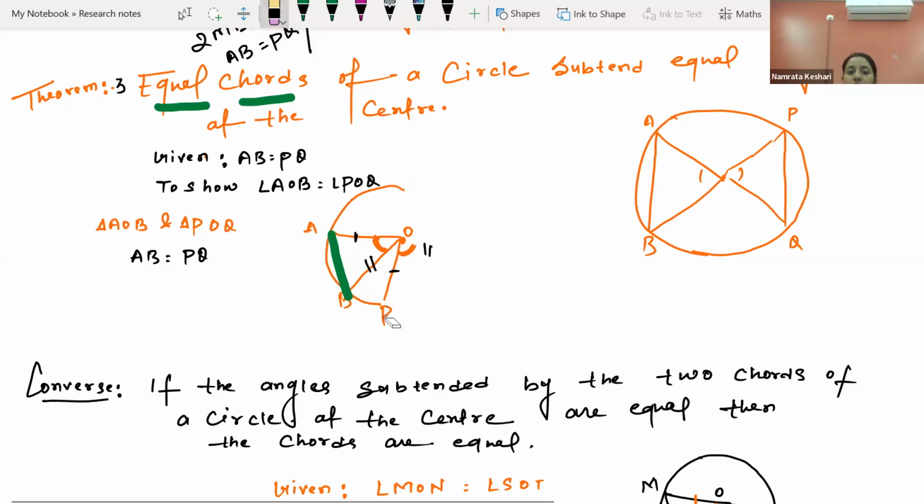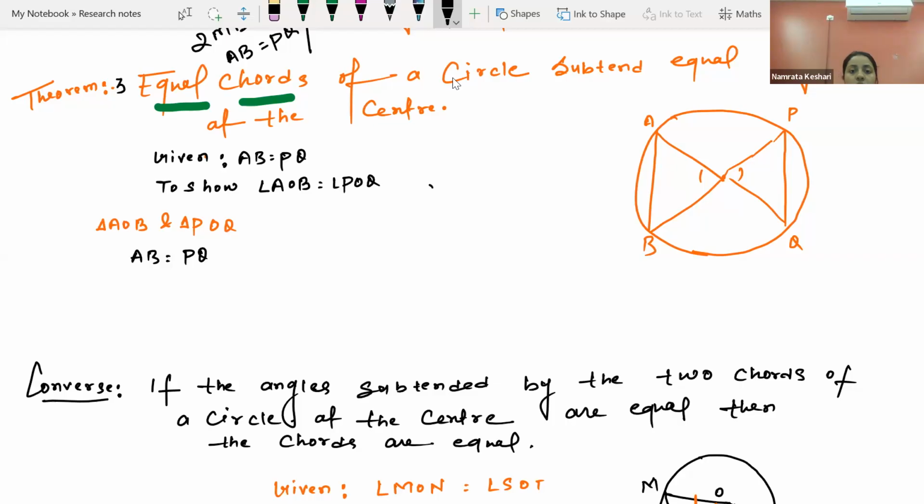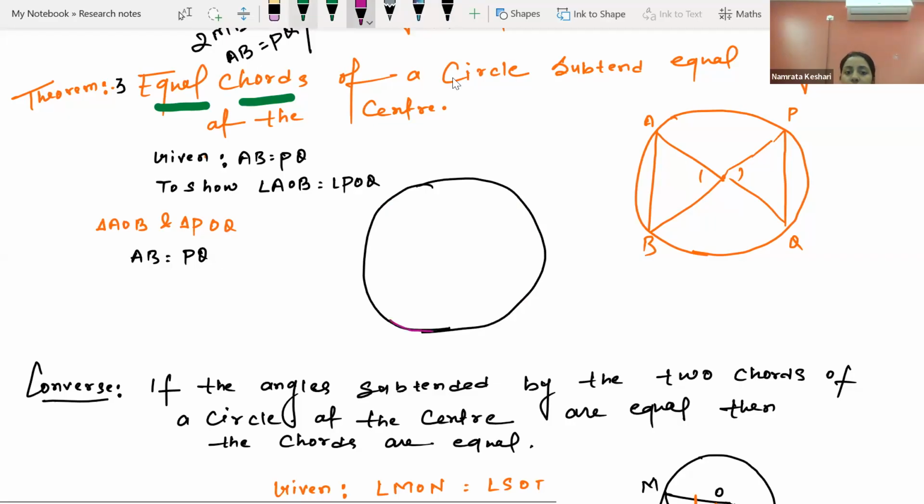I have seen a student struggling with the concept of how a chord creates an angle, how an arc creates an angle. So let me make it clear, because I have explained these things so many times to class 10 students as well. If I am saying that there is an arc in the circle which is subtending an angle on the circumference of the circle, that means one of the end points of the arc we will join with any point on... let me make it more clear, otherwise you will end up getting confused.